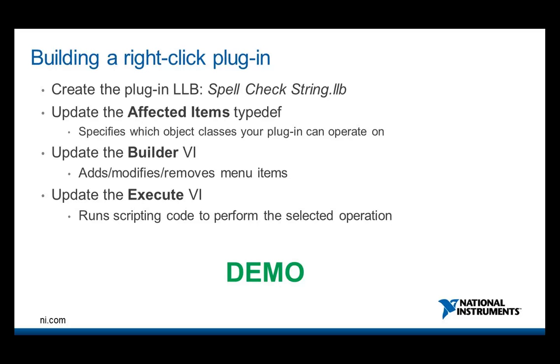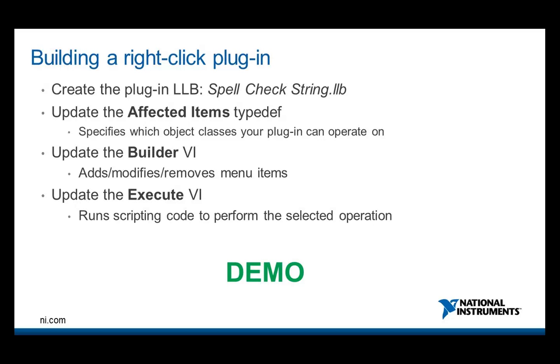In a right-click plugin, there are three parts that define it, and I'm going to be writing all of those in my demo. The first one is the affected items type def. All that does is tell the framework what type of objects your plugin is going to work on. If I'm writing a spell checker, it doesn't really make sense for it to appear in the right-click for a numeric, right? It makes sense for it to appear in the right-click for a string. So that's how I'm going to define that.